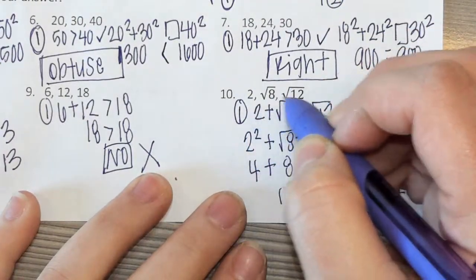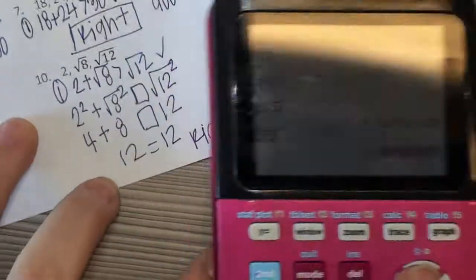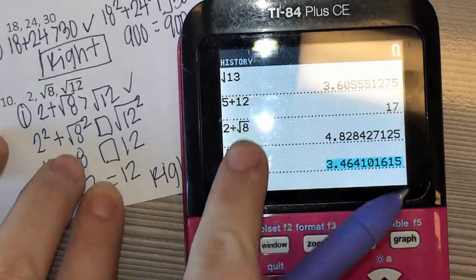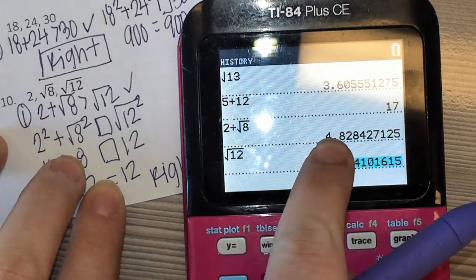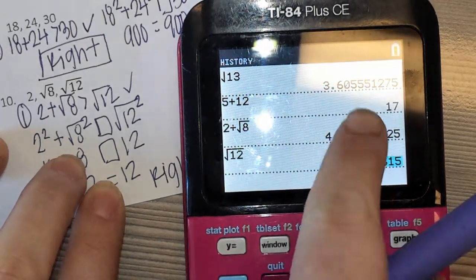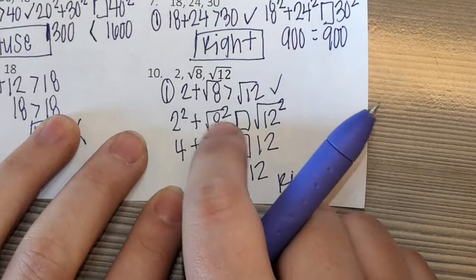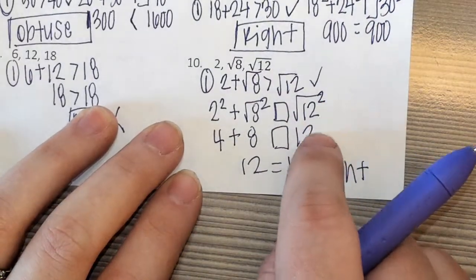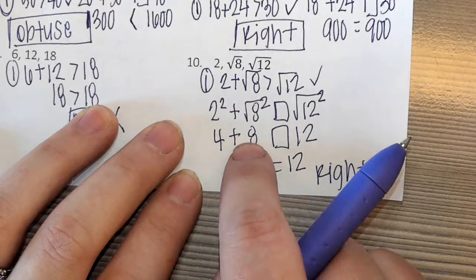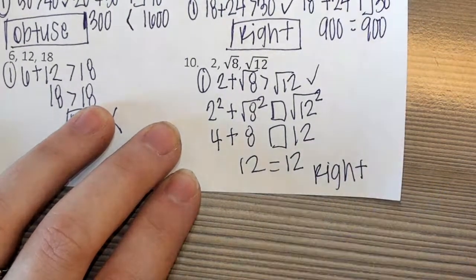Is 2 plus the square root of 8 greater than the square root of 12? When you plug that in your calculator, you will see that 2 plus the square root of 8 is 4.8, and the square root of 12 is 3.4. So, yes, we can move on. So then 2 squared is 4. The square root of 8 squared is just 8, and the square root of 12 squared is just 12. So 4 plus 8 is 12. And that equals 12, so this made a right triangle.